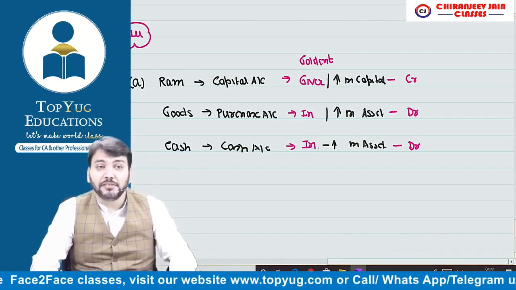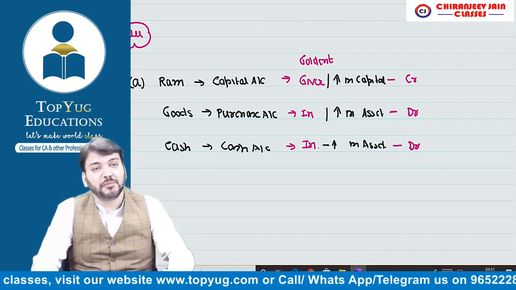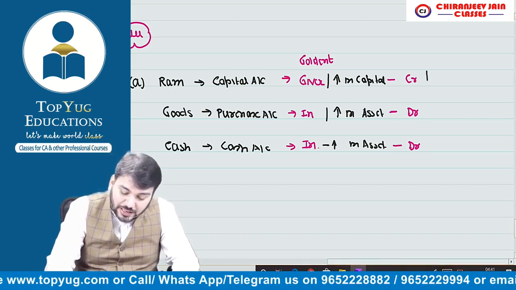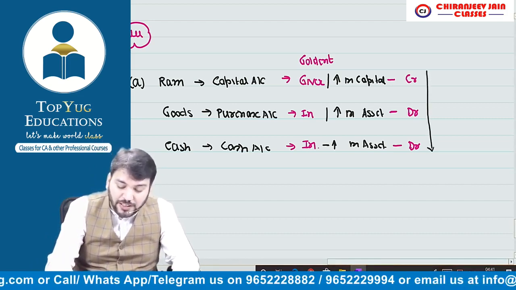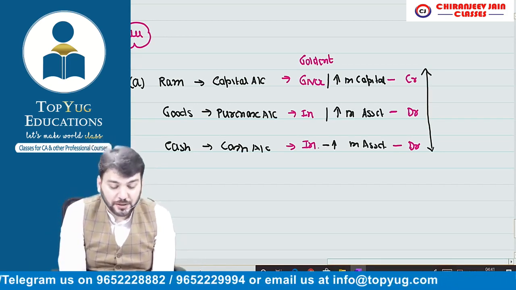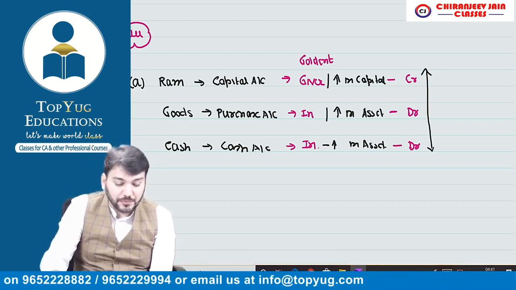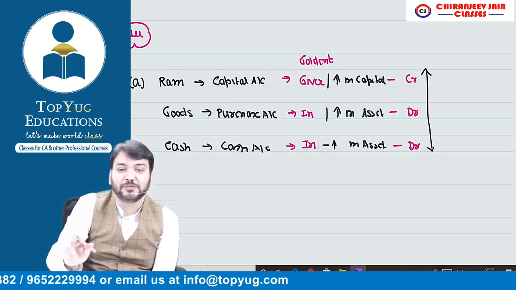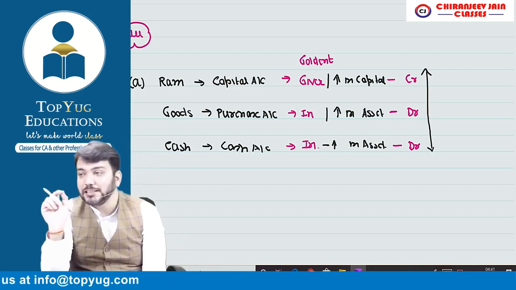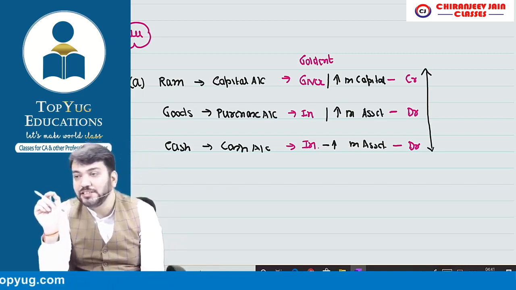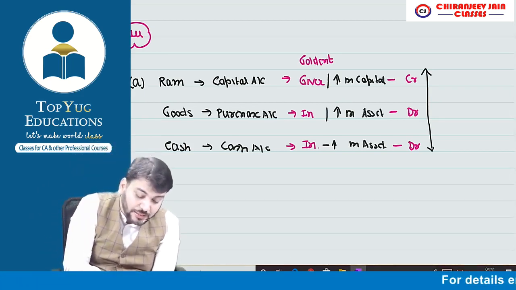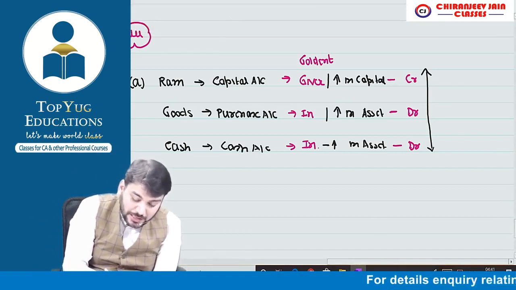Now, one doubt arises. Sir, you said that all the transactions will have two aspects. But in this transaction, are there two aspects or three aspects? Tell me. As per the dual aspect concept, every transaction will have two aspects. But in this transaction, how many accounts are there? There are three accounts.